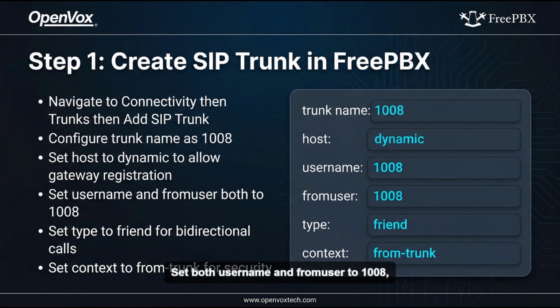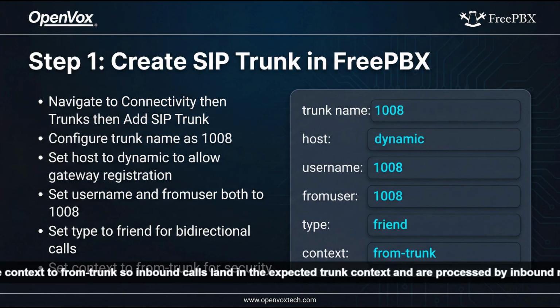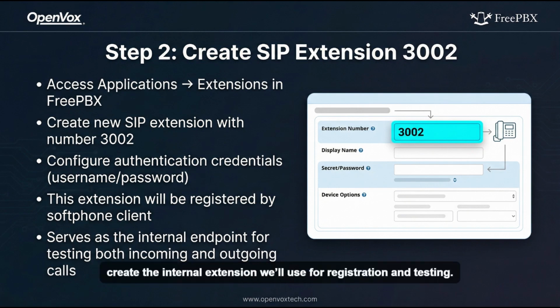Set both username and from user to 1008 and set the type to friend so calls can be handled in both directions. Finally, set the context to from trunk so inbound calls land in the expected trunk context and are processed by inbound routes. Next, create the internal extension we'll use for registration and testing.